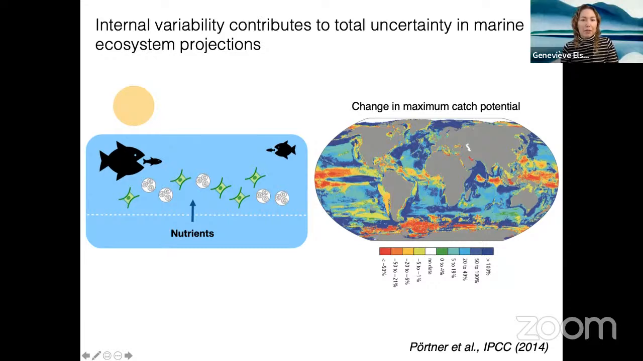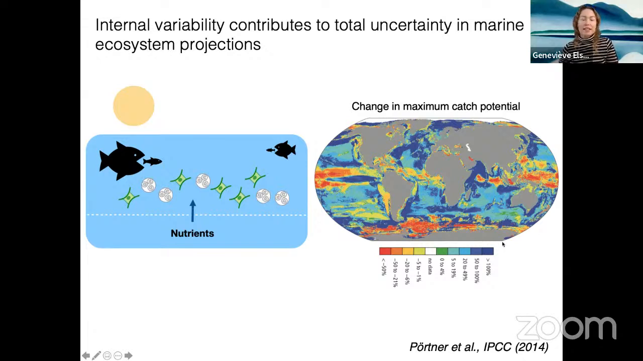This map on the right here just shows the change in the distribution of maximum catch potential from fisheries with climate change, with regions of blue showing areas of increased catch potential and regions of red showing areas of decreased catch potential. You can see that globally, as the climate warms, there's going to be a large scale change in the distribution of fisheries.